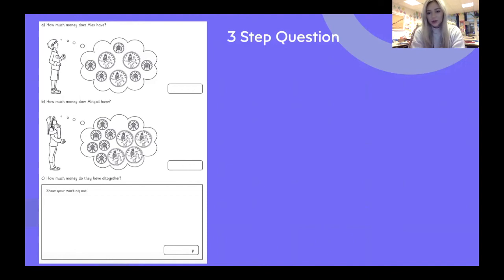Now you know how to use the column method. It is the perfect time to show your working out. So whenever you see a box like that, make sure you're showing your working out, because even if you get the answer wrong, just by showing your working out, you can still get a mark.